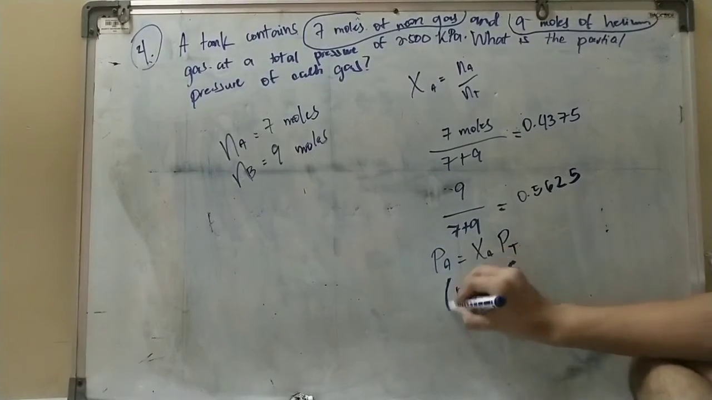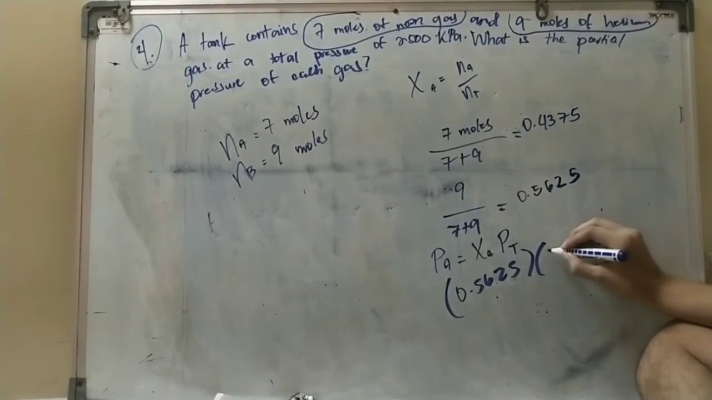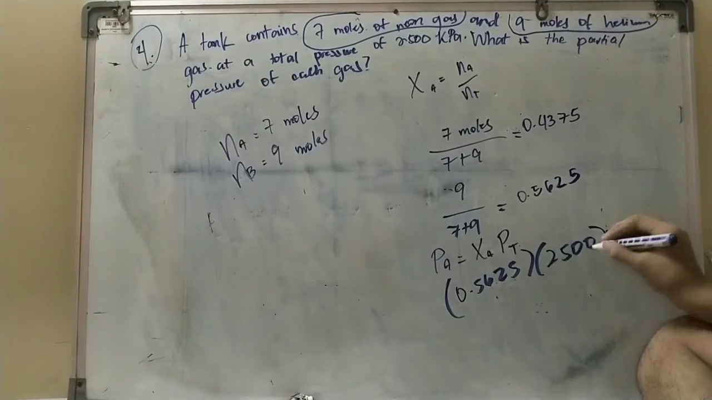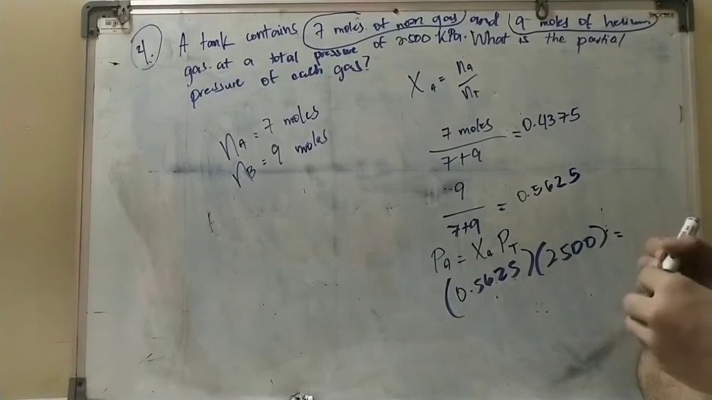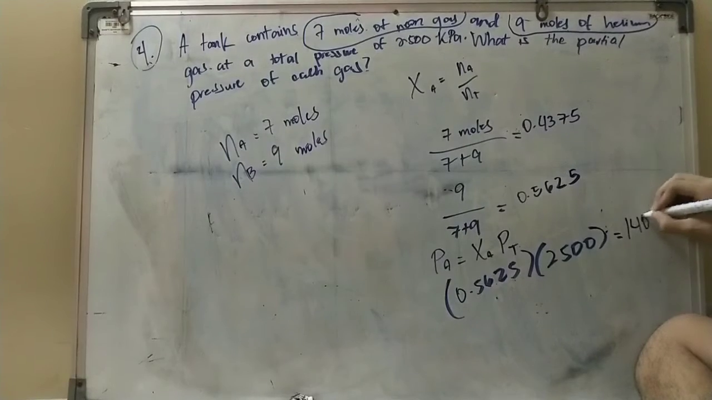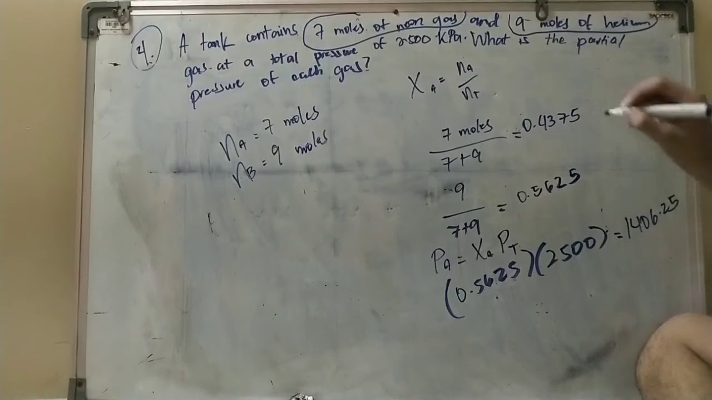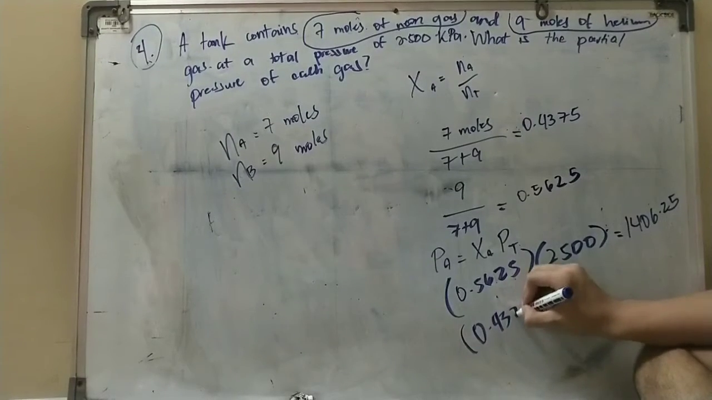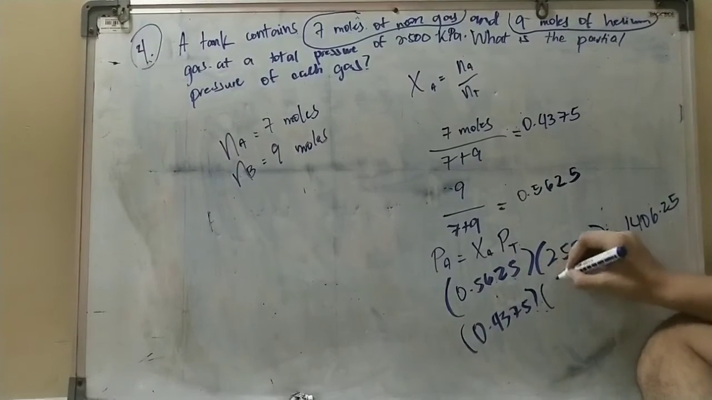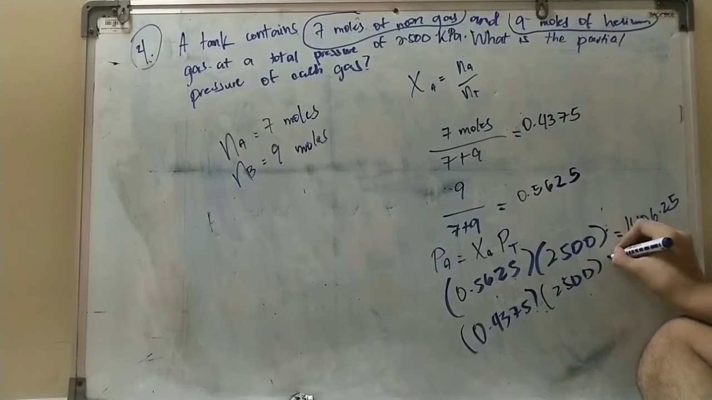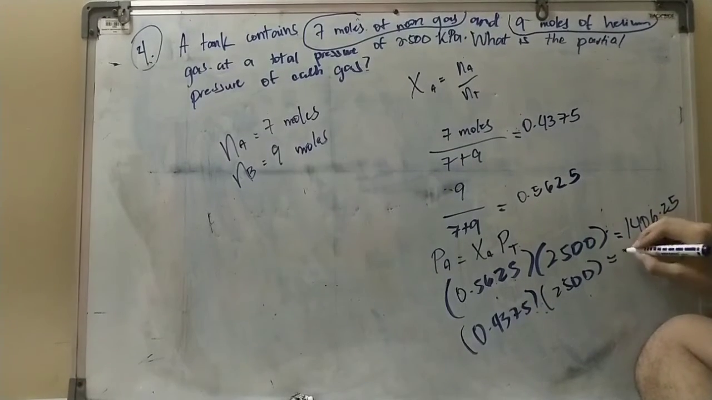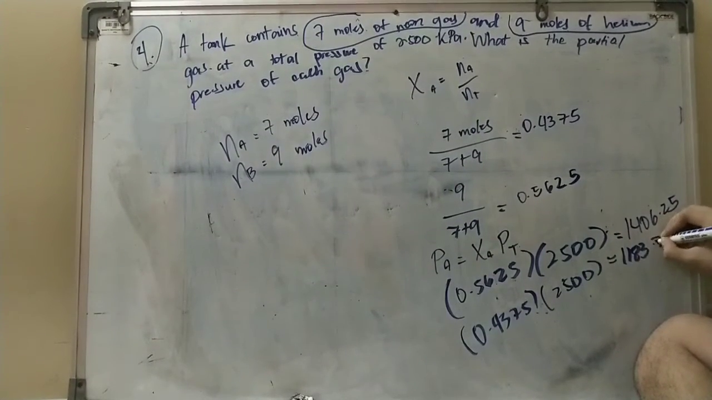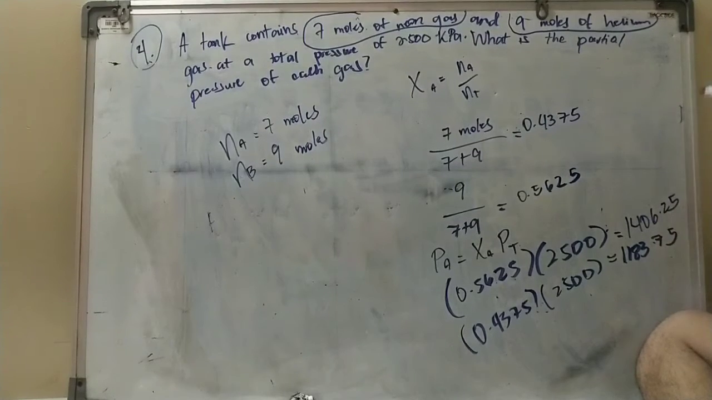So, 0.5625 times 2,500 is equal to 1,406.25. Now, let's use this. 0.4375 times 2,500 is equal to 1,183.75 kPa.